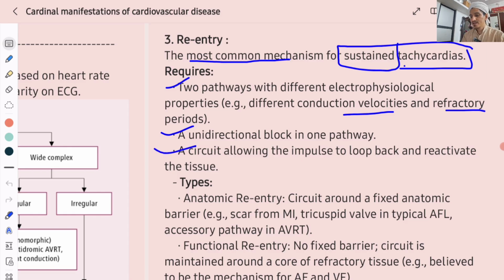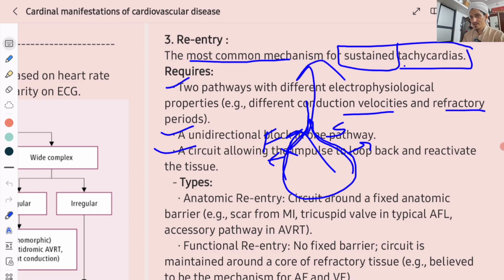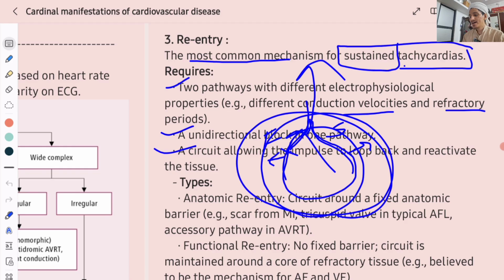So there will be two pathways with different conduction properties. One will be fast, one will be slow, and there will be a block in one pathway, so that the impulse when it is coming from here also goes here, and it will go like this, and again it will hit back to the atrium, and this will generate a circuit, and unless this circuit is broken, the arrhythmia will not resolve. So this is important. To know the site of the circuit is important, so that a targeted therapy is planned.